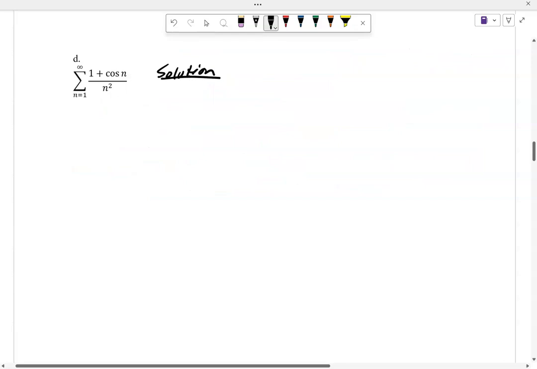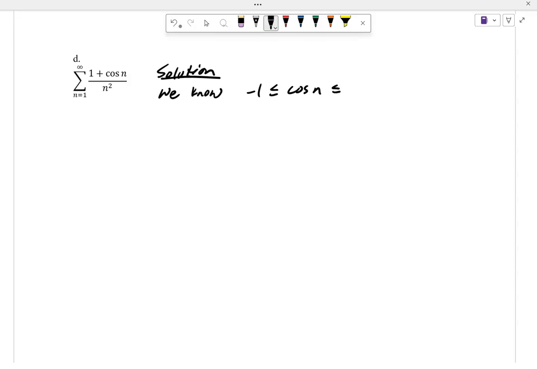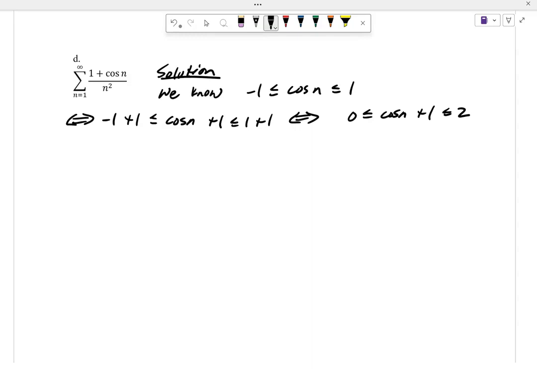Let's start out with a little analysis of this one here. We know cosine bounces back and forth between -1 and 1, right? The values of cosine. And so if we add 1 to that to get the cosine of n plus 1, our numerator, then we'd have 0 less than or equal to cosine of n plus 1 less than or equal to 2, right?